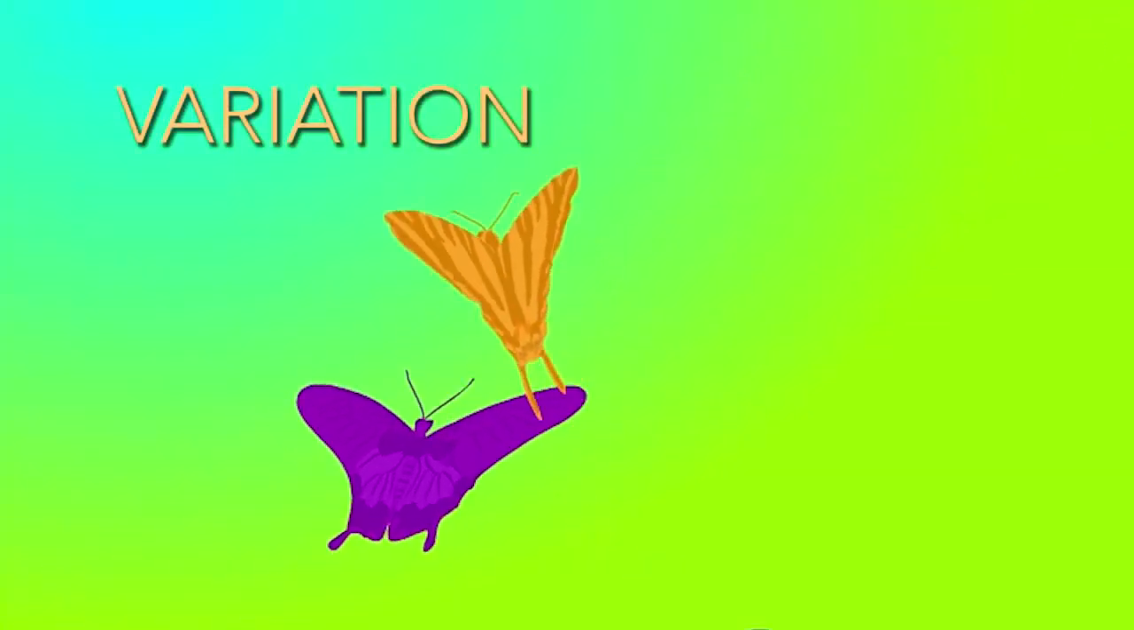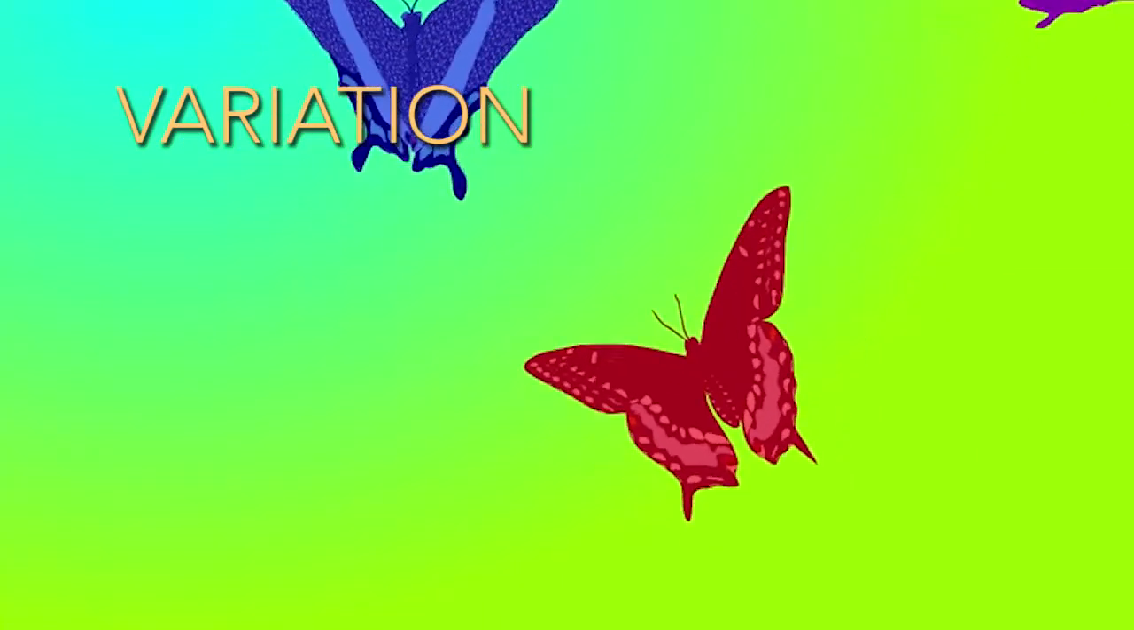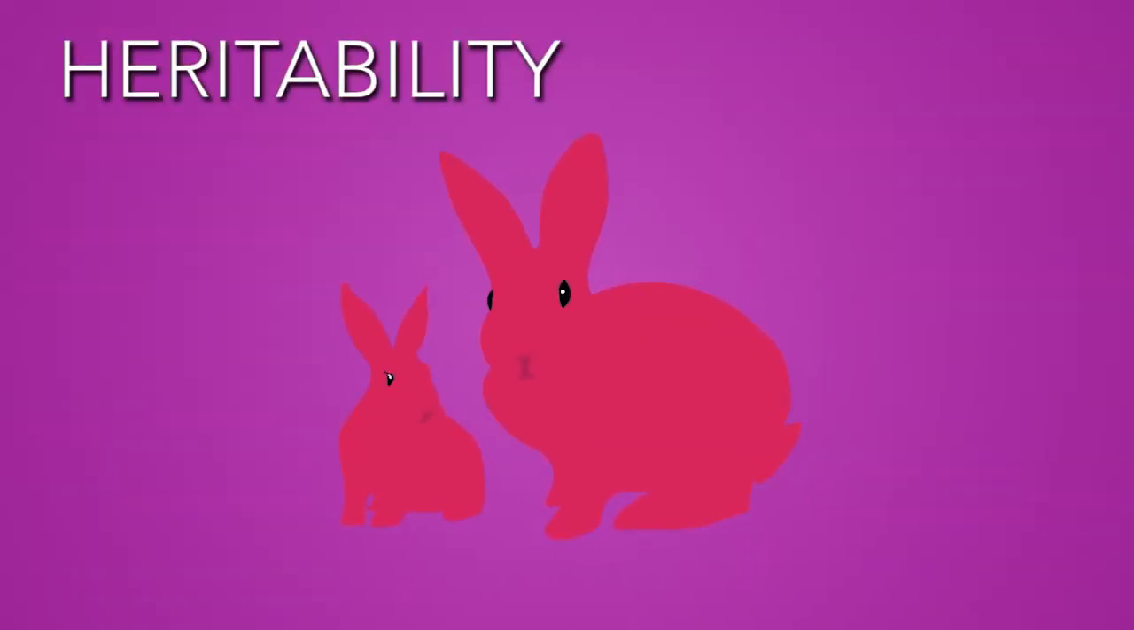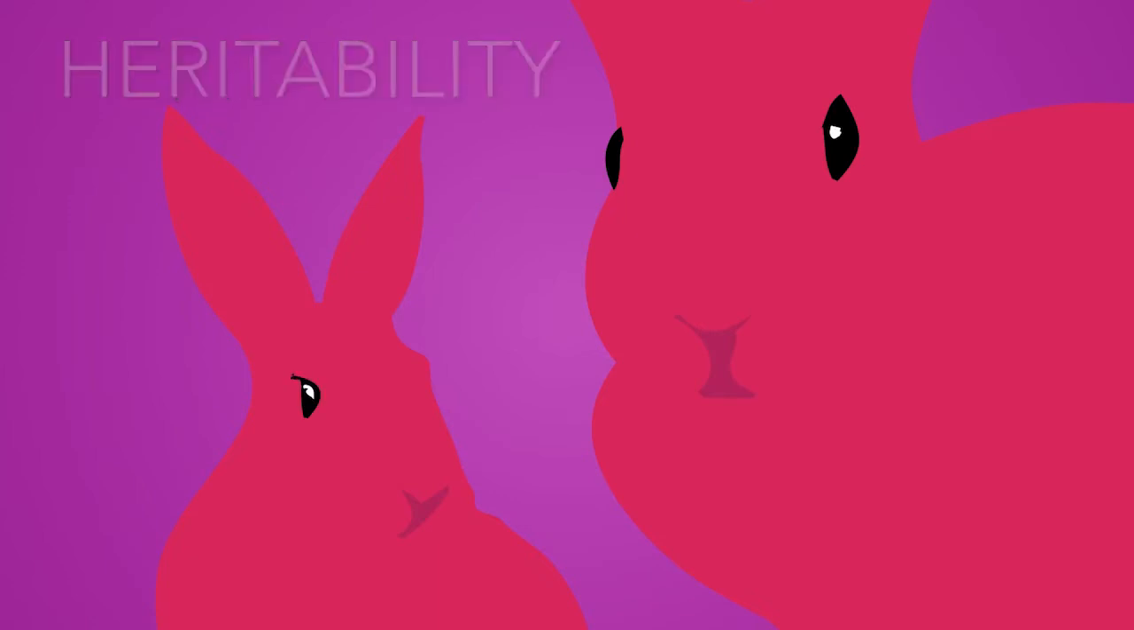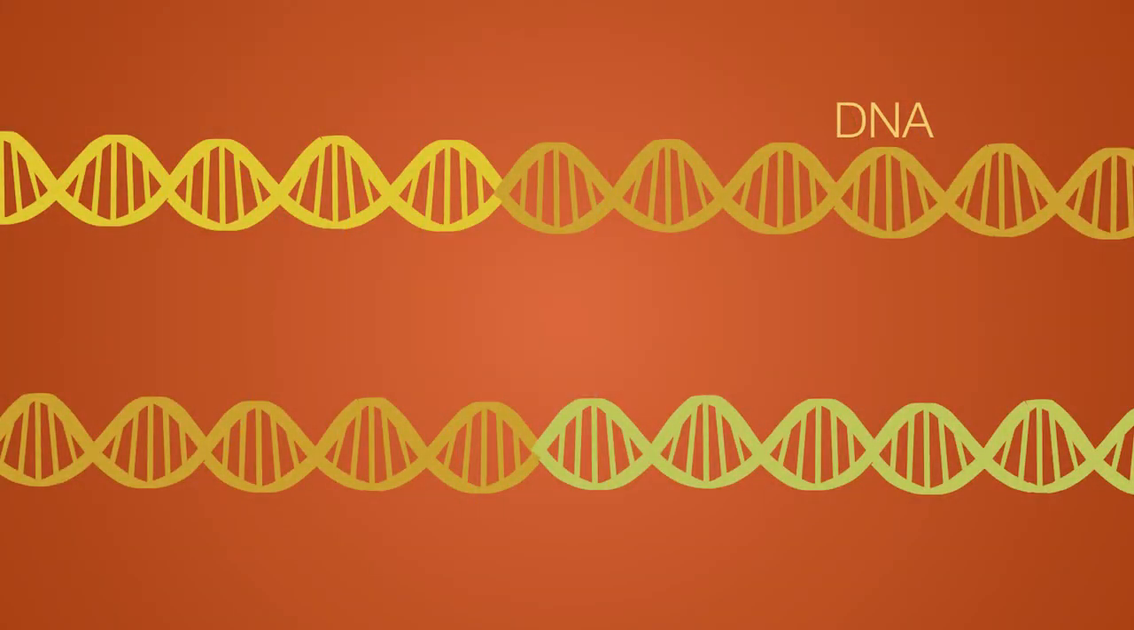Variation means that for a certain trait, there are differences between individuals. Heritability means that those differences come from genes that pass from parents to offspring. Heritable differences are written in DNA.